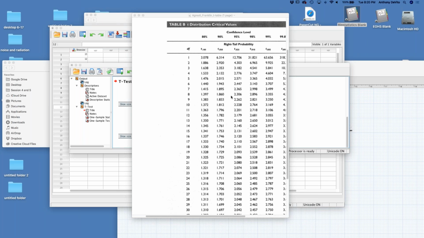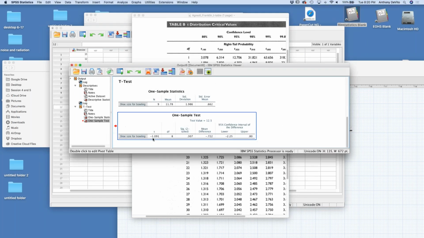Okay, so I need to exceed a t-score of 2.306 to be able to say with 95% certainty that the two means are really different. Now if I go back and take a look, what is my t-score? Well, it's only 1.09. So I have not exceeded the critical value of t that I need to exceed to reject the null hypothesis.